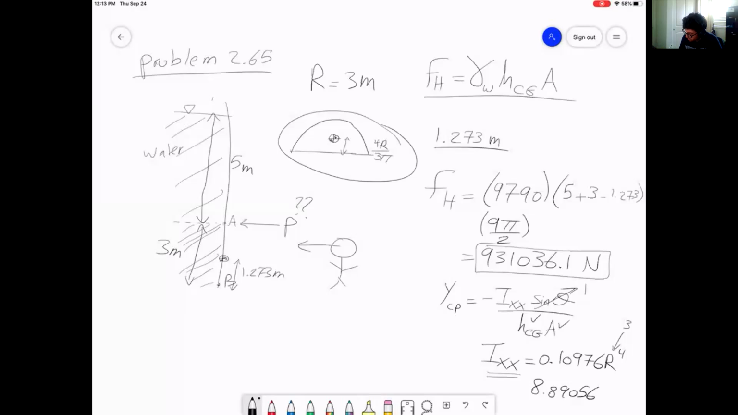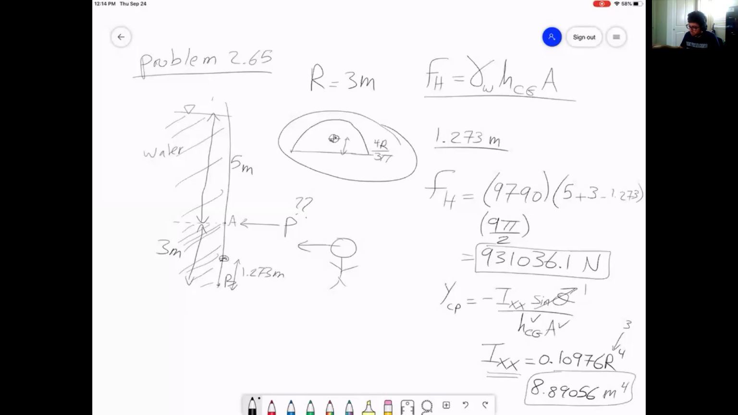So here's your moment of inertia. And what's the units for this one? You guys know? Meters cubed. I mean, meters to the fourth. To the fourth, exactly. Yeah, from solid mechanics.